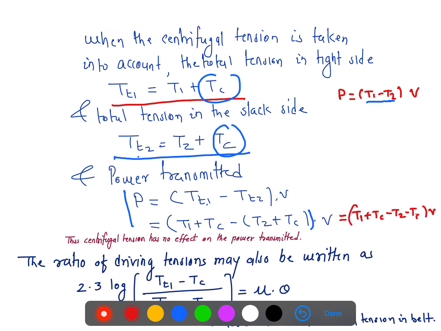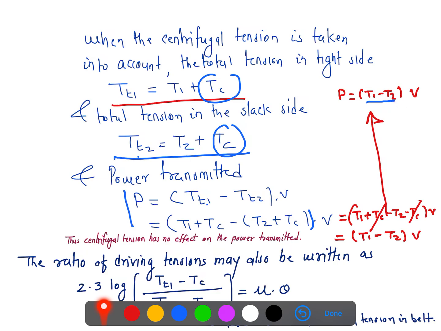Here the two Tc terms get cancelled, and then the power transmitted P is equal to T1 minus T2 into V. This is the same as our original expression. From this, what conclusion can we take? The centrifugal tension has no effect on the power transmitted. Even though we consider the centrifugal tension in a belt drive, the total power transmitted does not change, and it will be P equal to T1 minus T2 into V.